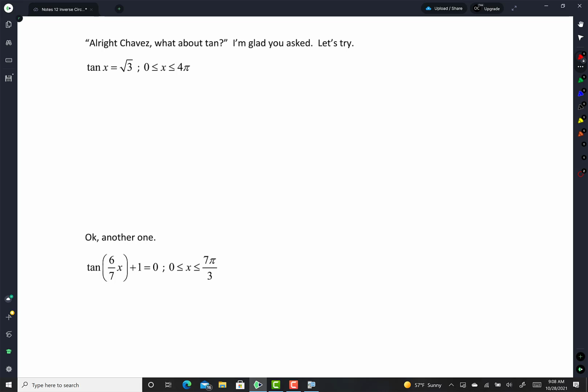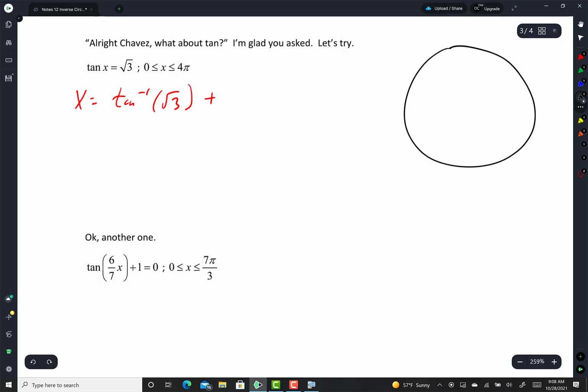So I have tan x equals square root of 3. x equals arc tan square root of 3. And I guess I kind of don't want to write plus 2 pi n. Let me tell you why. On the unit circle, I guess okay, put your pencils down. Let's just talk.